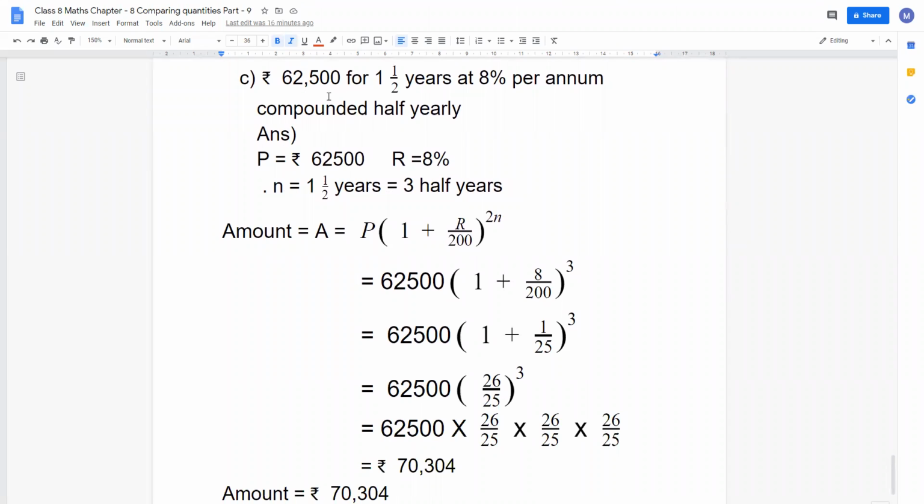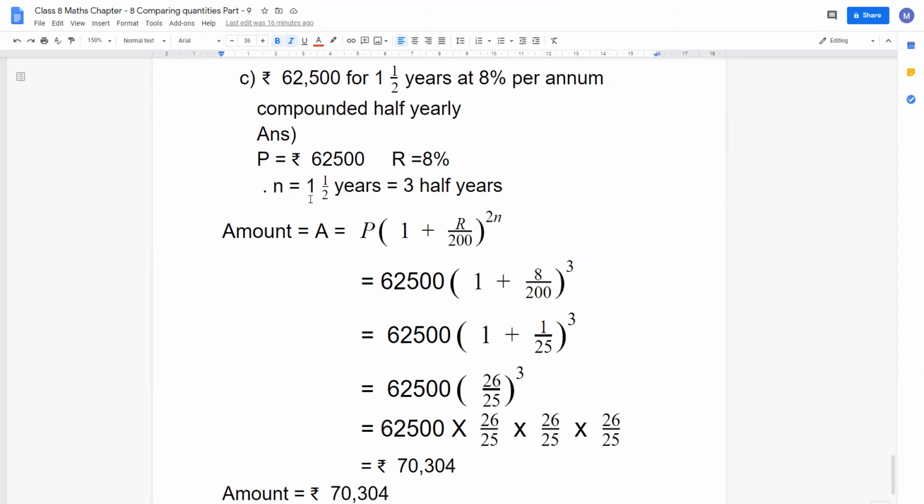Okay. Now we'll go to the third question. Rupees 62,500 for 1.5 years at 8% per annum compounded half yearly. So 2 questions we have done, it was yearly. Now this question is a half yearly question. So principal P equal to rupees 62,500, R equal to 8%, N equal to 1.5 years.